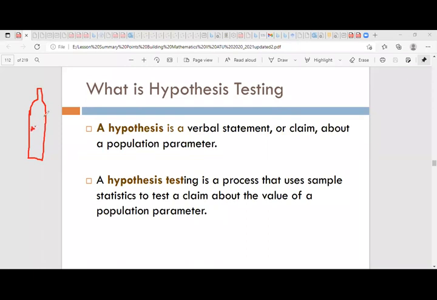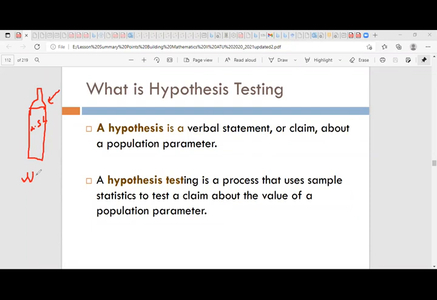Okay, that is a claim. But as to whether this claim holds, the claim is on all such bottles they produce globally. The claim is on all such products which they are producing. So it means that it is a population. That is why we say it's a population parameter.